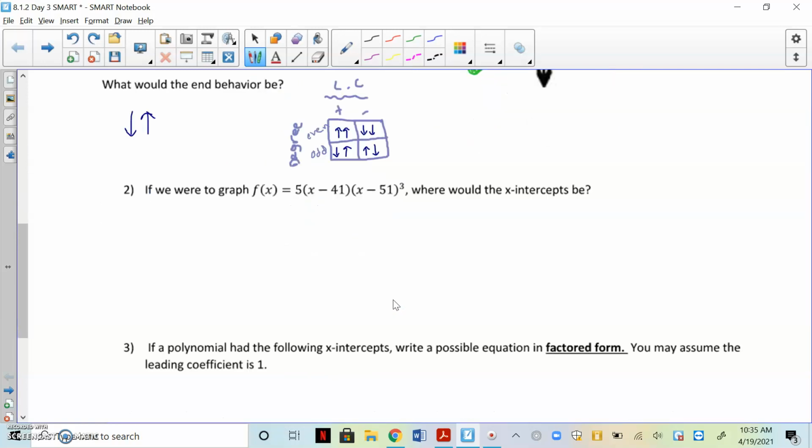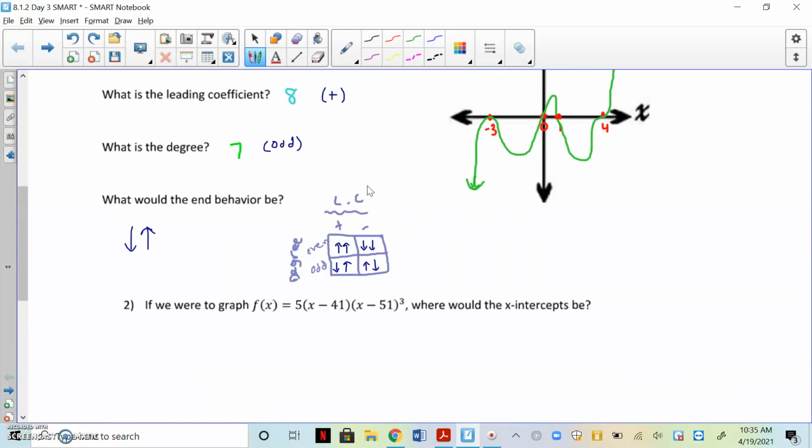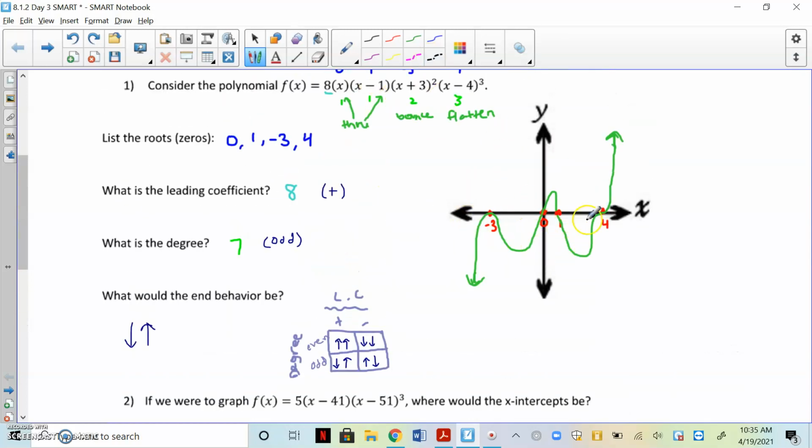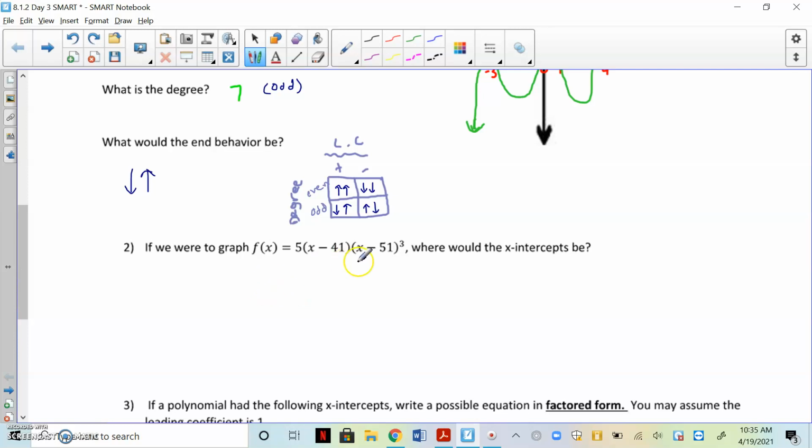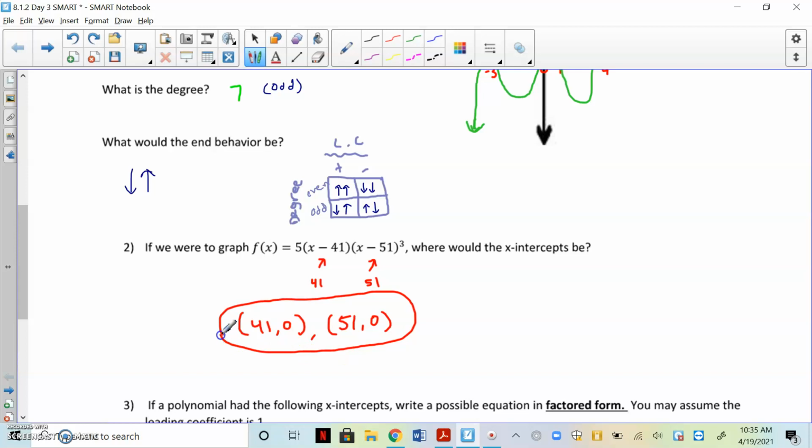Number 2. If we wanted to graph this, what would the x-intercepts be? We really do already know how to answer this question. Like here, we found all our x-intercepts. They come from the roots. So when we take the opposite number of these parentheses, that's when we get our 0. And to turn it into an x-intercept, you just have to make it a coordinate point. So this tells us we have a 0 at 41, and this tells us we have one at 51. So sure enough, my x-intercepts will be (41, 0) and, it's ugly, (51, 0). That's all there is to that part.